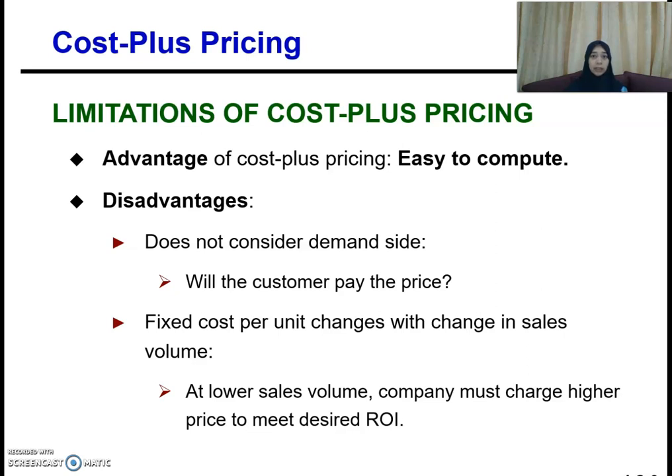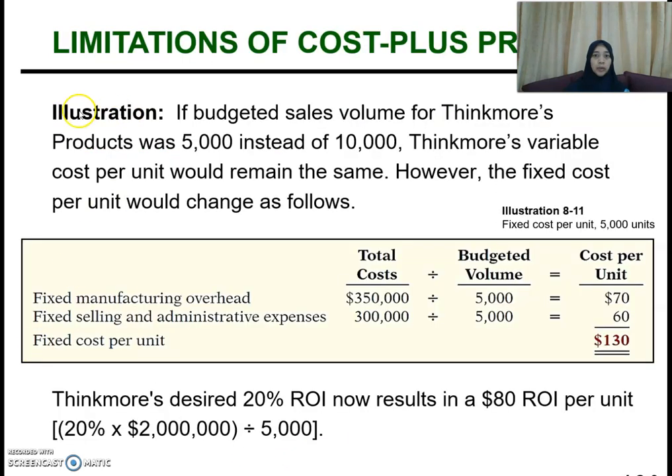So the greater quantity that you produce, then the fixed cost per unit will be spread over a larger quantity. So the per unit will be reduced. So at lower sales volume, company must charge higher price because you want to cover your fixed cost. Okay. So this one, you can look here, limitations of cost plus pricing.